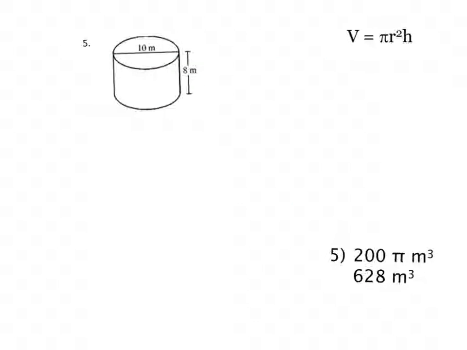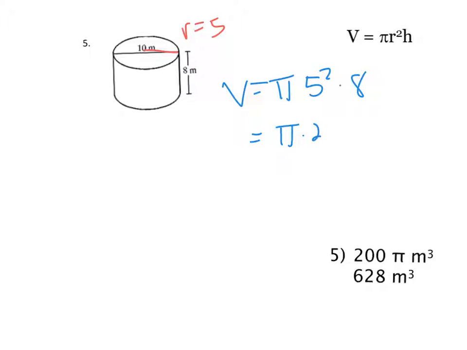All right, number 5 of your worksheet here. Notice this time I gave you the diameter, so you need the radius. R is 5 in this case. Don't mess that up. So volume equals pi times 5 squared times the height of 8. So this one you can probably do lots in your head, right? So this would be pi times 25 times 8.